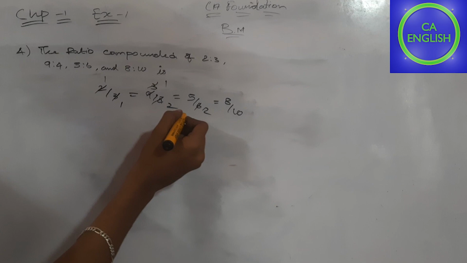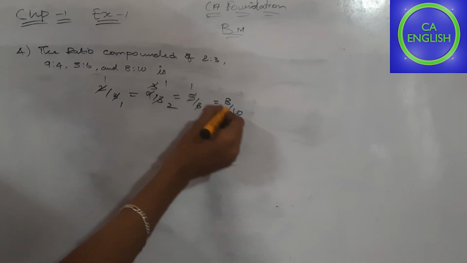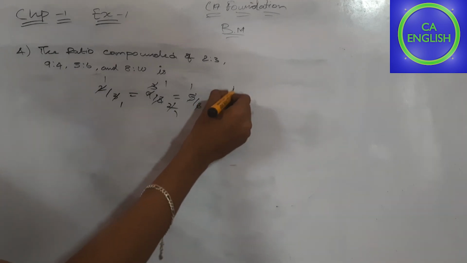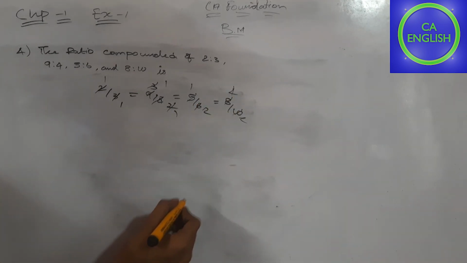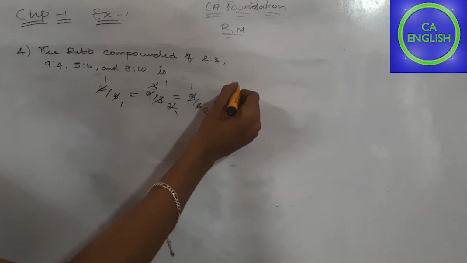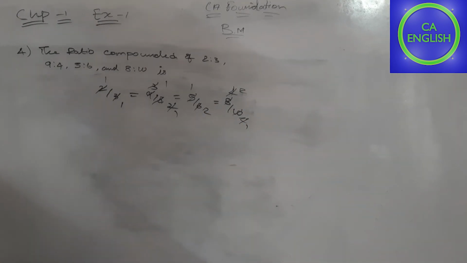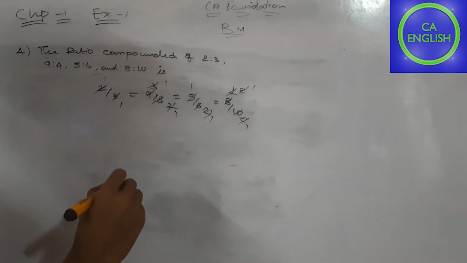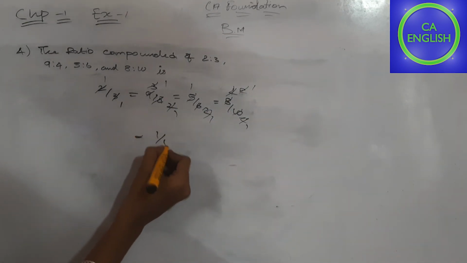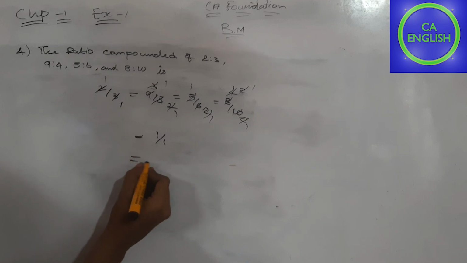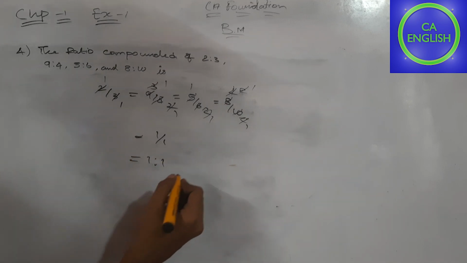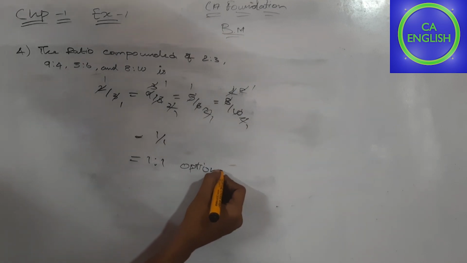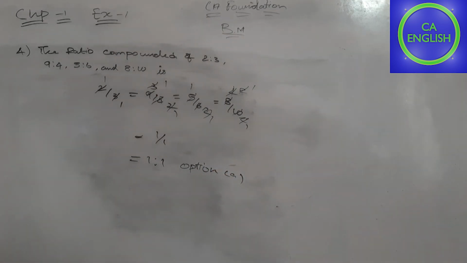Okay, anything possible? No. 5 1, 2 possible, 2 1, 4 possible, 2 1, 2 possible, and balance 2 and 1. Okay, and the answer is 1 divided by 1, and the ratio is 1:1, and option A. It's an easy sum.